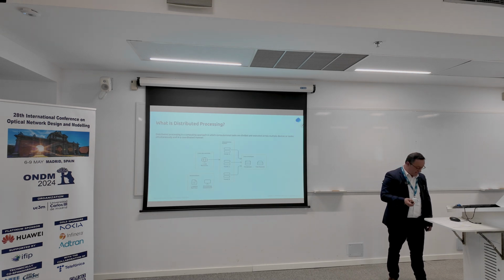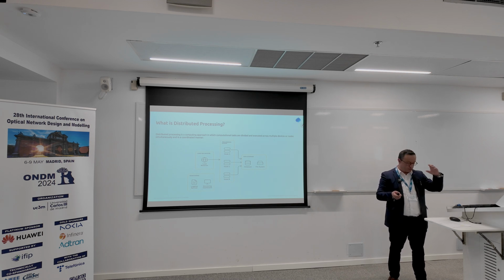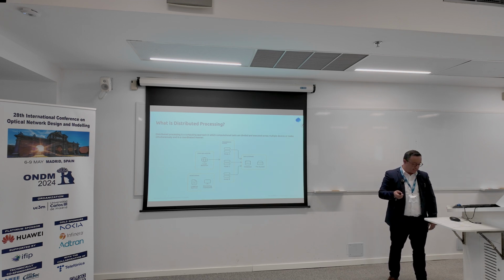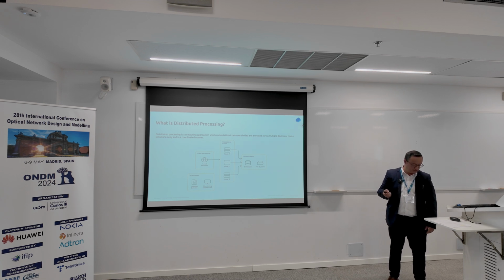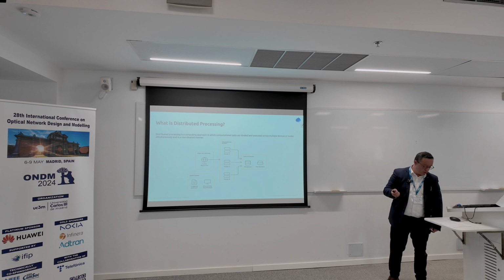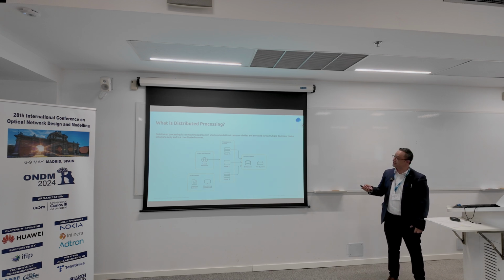What is distributed processing? Tasks are divided across multiple devices or nodes simultaneously and in a coordinated manner. This picture shows some key elements of distributed computing, for example, load balancers, data storage, and processing nodes. This is very important.